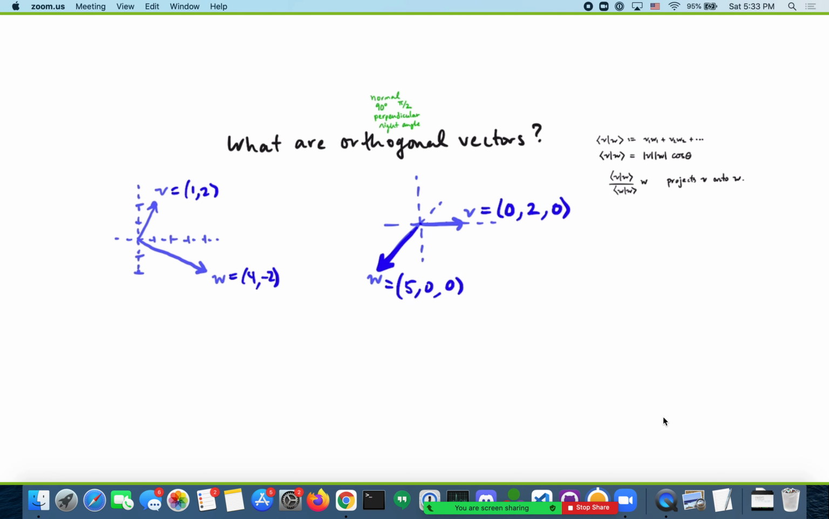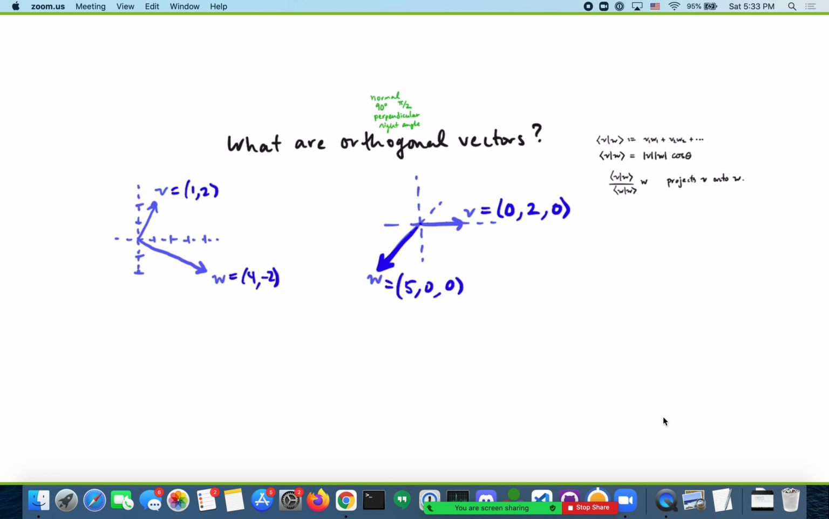Let's take their dot product. 5 times 0 plus 0 times 2 plus 0 times 0 is 0 plus 0 plus 0 equals 0. So the dot product of V and W is 0, which makes sense because they're at 90 degrees with respect to each other. And so, these axes are called orthogonal axes because they're all at 90 degrees with respect to each other. Okay, so that's the second example.